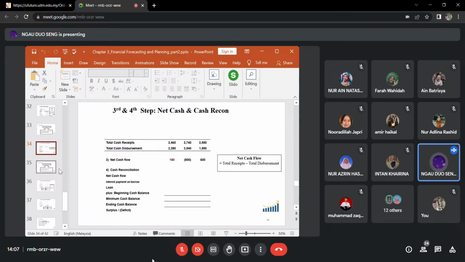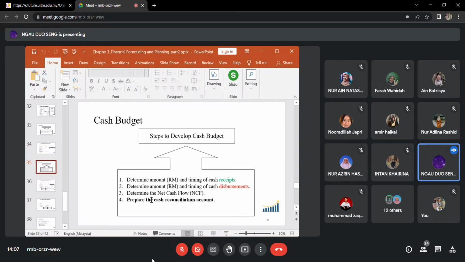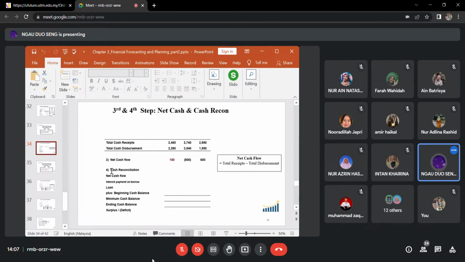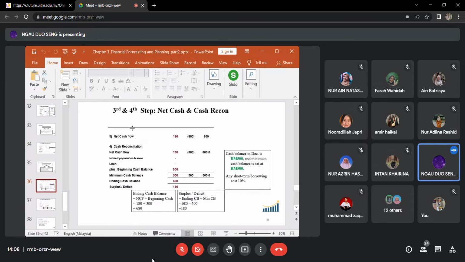Right, so step 4, we have prepare the cash reconciliation account. So in step 4 here, we have the cash. You just copy cash reconciliation. Okay, so we have net cash flow. We have interest payment on borrowing. Then we have loan. We have plus beginning cash balance. Right, then we start one by one. What you can see here, right, this is a net cash flow and you copy back. Under cash reconciliation, you just copy back the net cash flow, copy back.